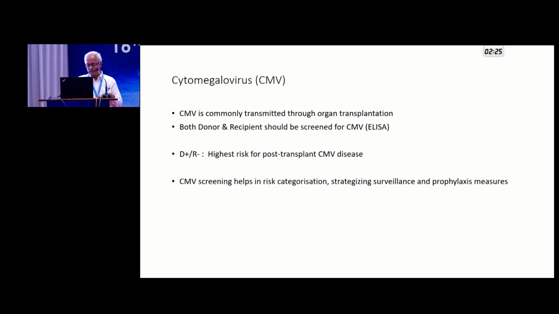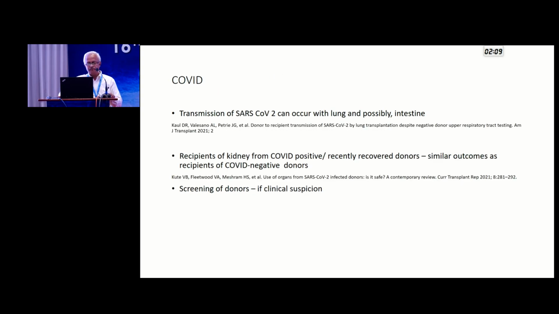CMV, we had a wonderful lecture from Professor Jasti Jan, and nothing more to add. It's more of strategizing your surveillance mechanisms and the prophylaxis post-transplant. We all know D plus R minus, highest risk for post-transplant CMV disease.